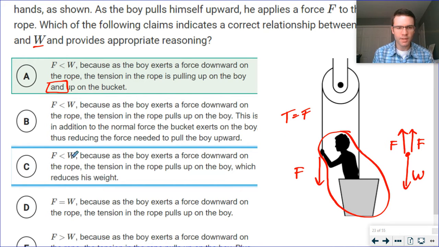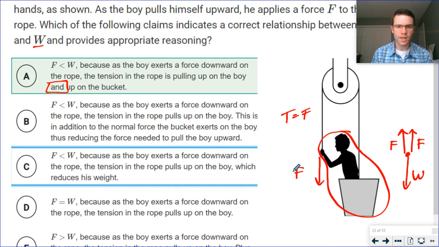Why aren't these ones with the less than correct? Look at their explanation here. F has to be less than W because as the boy exerts a force downward on the rope, the tension in the rope pulls up on the boy. This is in addition to the normal force the bucket exerts on the boy, thus reducing the force. It's not the normal force, it's the tension force of the rope coming around on the other side of the bucket.